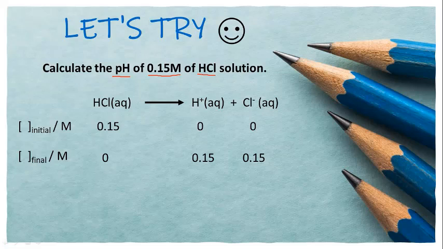So now we have the concentration of the proton, so we can use the formula of pH. So pH is equal to negative log concentration of proton. Substitute the value into the formula, and finally you get the pH is equal to 0.82.